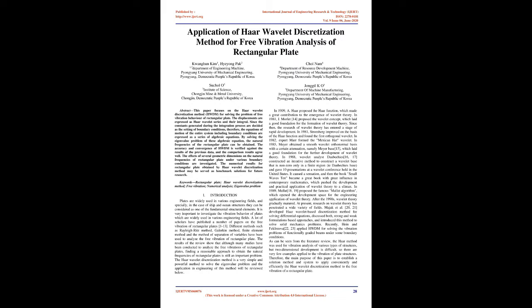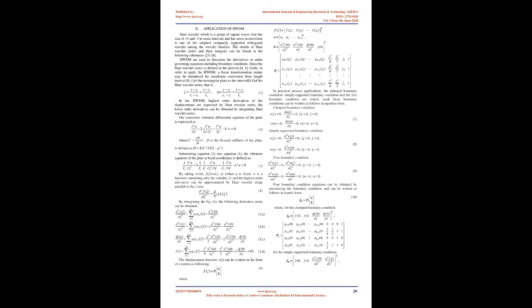Different methods such as Rayleigh-Ritz method, Galerkin method, finite element method and the method of separation of variables have been used to analyze the free vibration of rectangular plate. The results of the review show that although many studies have been conducted to analyze the free vibrations of rectangular plates, finding a reasonable approach to obtain the natural frequencies of rectangular plates is still an important problem. The Haar Wavelet Discretization method is a very simple and powerful method to solve the eigenvalue problem, and the application in engineering of this method will be reviewed below.